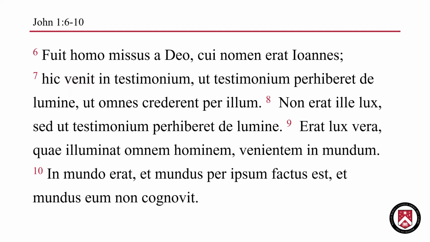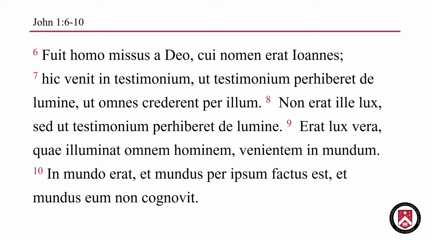Venit is a verb. It means came or he came. Hic venit. This man came in testimonium. This man, or just this, came in. Here we'll translate in as for, and testimonium is a testimony. This man came for a testimony. Ut, so that. Testimonium, a testimony.